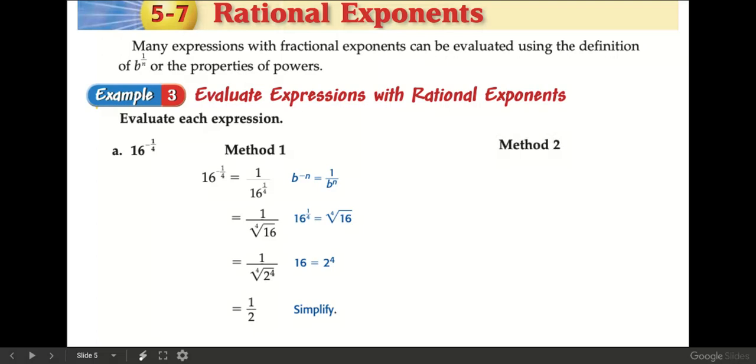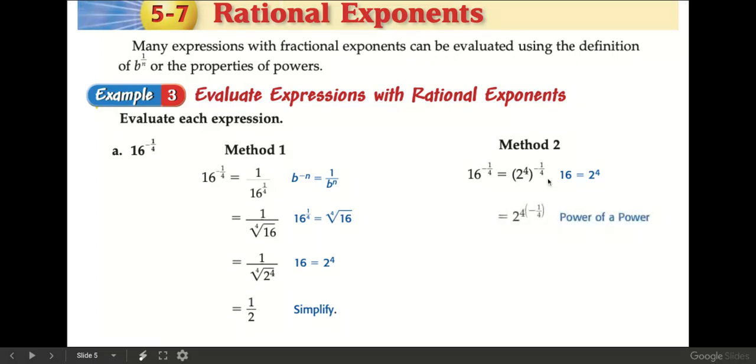Let's look at a second method. A second method would have been taking the original problem and rewriting it. I can rewrite 16 as 2 to the 4th power here. And then now I have 2 to the 4th power to the power of negative 1/4.